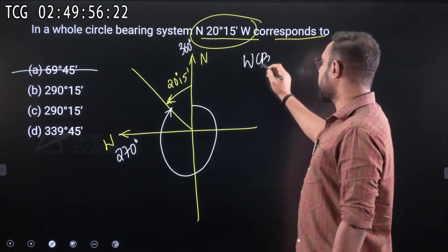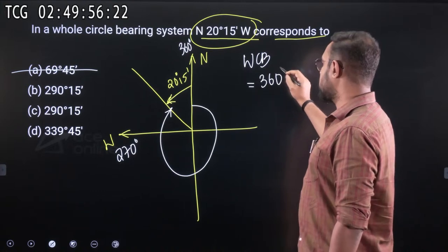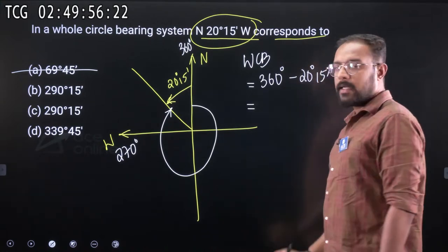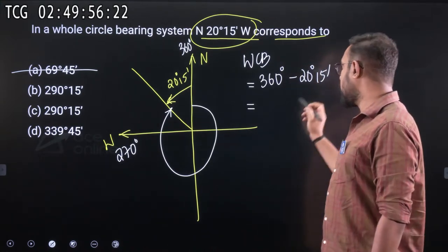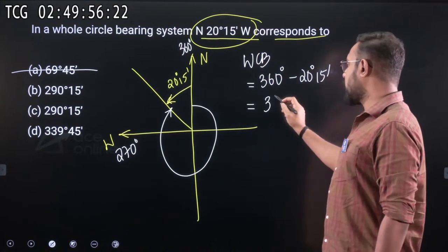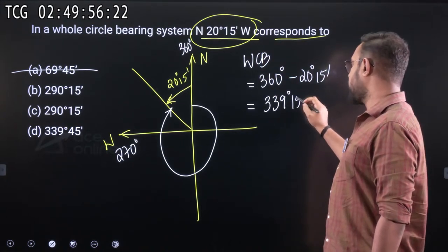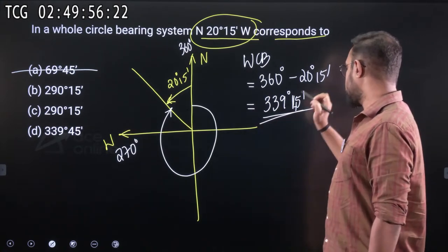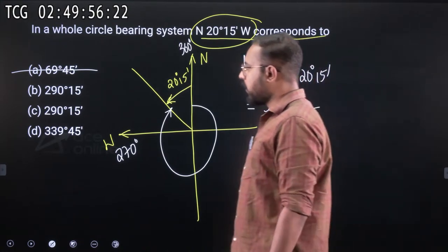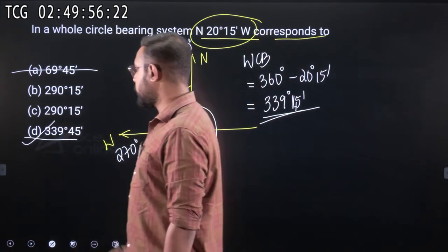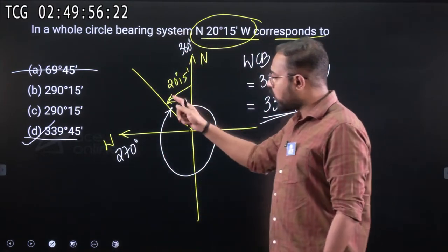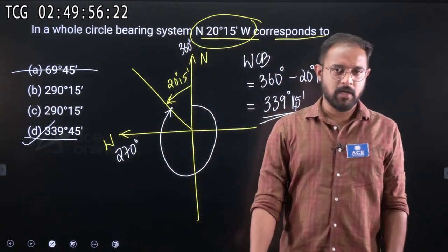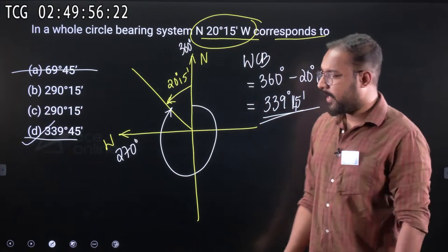So what is the WCB? WCB will be 360 minus 20 degrees 15 minutes. 360 minus 20 is 340, and 340 minus 15 minutes is 339 degrees 45 minutes. 339 degree 45, the answer is that option. If there was only one option between 270 and 360, we could directly go for that, with no need for calculation. So always look for loopholes.